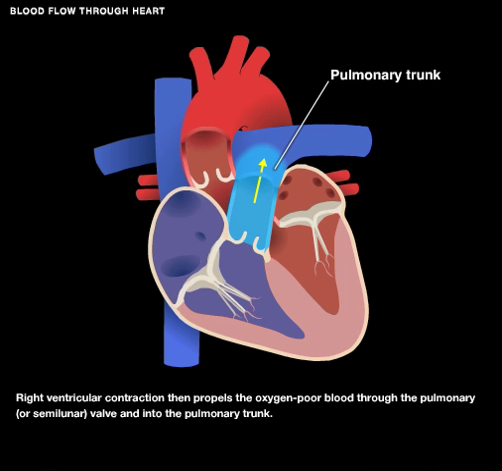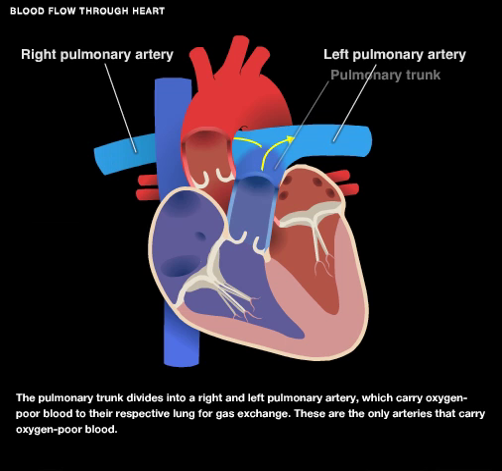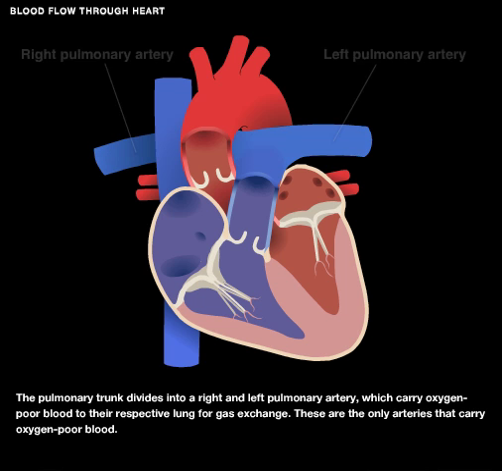pulmonary trunk. The pulmonary trunk divides into a right and left pulmonary artery, which carry oxygen-poor blood to their respective lung for gas exchange. These are the only arteries that carry oxygen-poor blood.